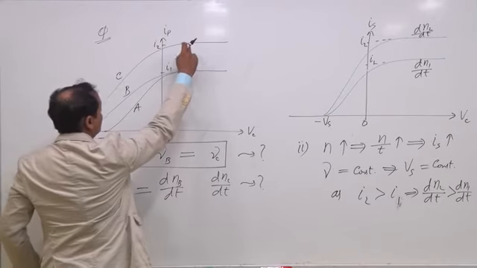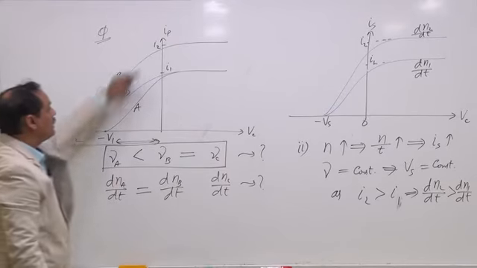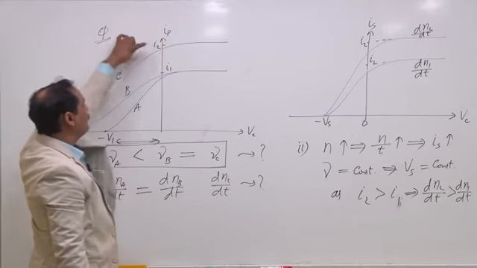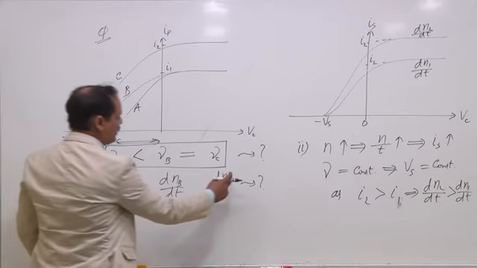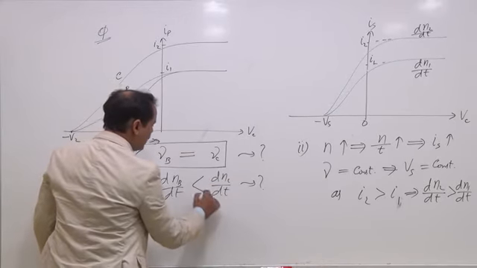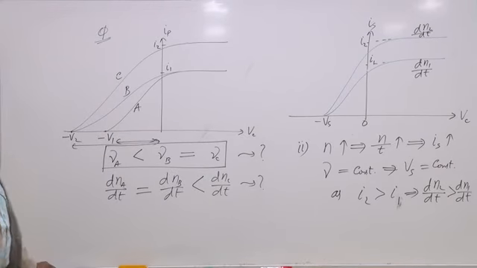Now you could see that the saturation current for C is greater. I2 is greater than I1. So as I2 is greater, the rate of incidence of photons is also greater. So dNC by dt is greater than the other two. So this is the relation among the frequencies and rate of incidence of photons.